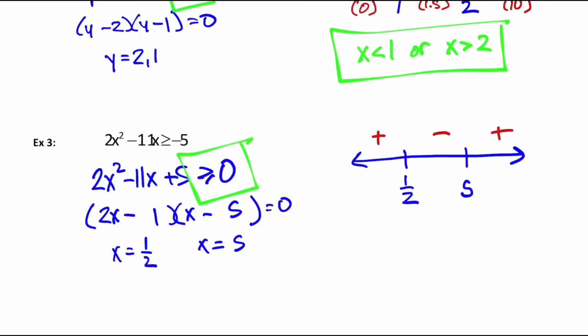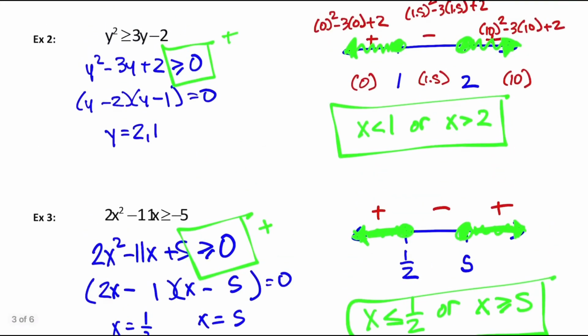Greater than or equal to 0 means you want the positive pieces. And it's or equal to, closed circle. So you can see these really start going pretty fast, especially if they factor. Sometimes you might have to do quadratic formula, make them a little bit more challenging to get the roots. But this one's going to be x is less than or equal to 1/2, or x is greater than or equal to 5.